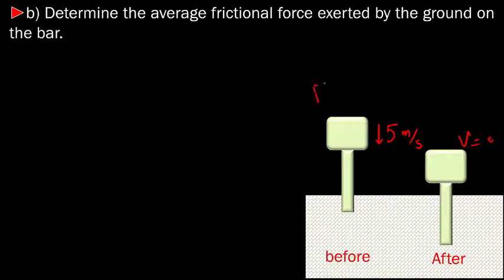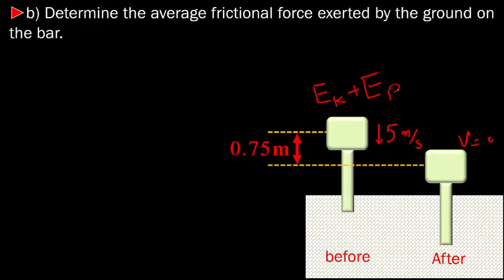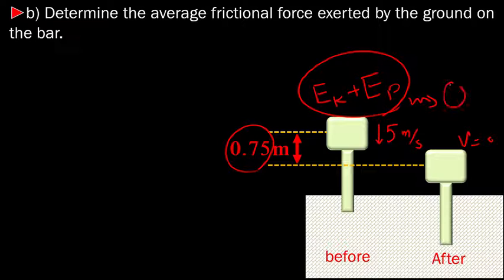Here we have the total kinetic energy and the potential energy as the mechanical energy of the system. But when it comes to rest and travels for 0.75 meters, it doesn't have any mechanical energy because it has lost its altitude and also its velocity. So the total mechanical energy is converted to heat. But what is the heat? Heat is exactly the work done by the friction.